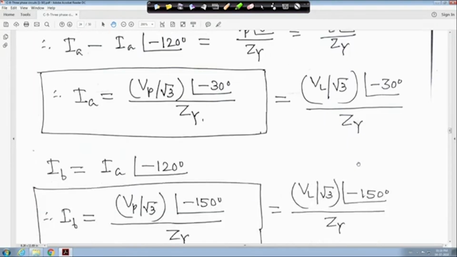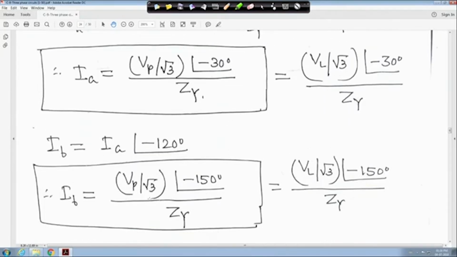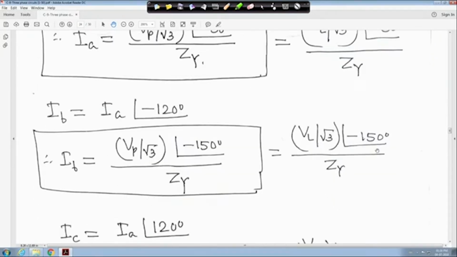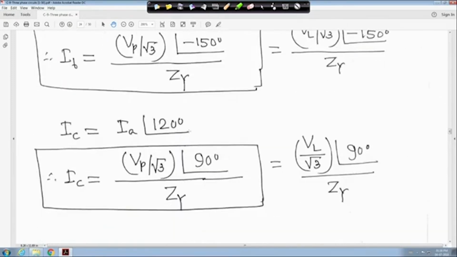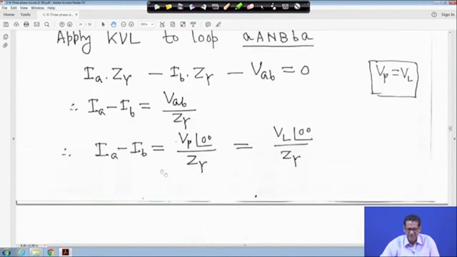Similarly, IB is equal to IA angle minus 120. This IA you substitute here, and you will get VL by root 3 angle minus 150 by ZY. Similarly, IC is equal to IA angle 120 degree. Put IA here, and you will get VP upon root 3 divided by ZY and angle 90 degree. So VL upon root 3 angle 90 degree upon ZY. The only thing you have to remember is very simple: because the phase difference is just 120 degree lagging or leading, you just have to simplify.